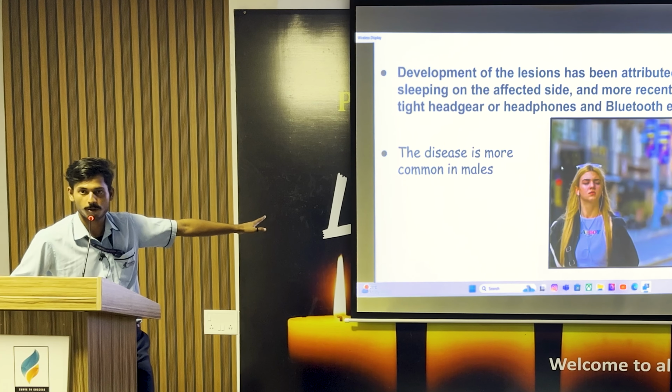Okay, no problem. So avoid it whenever it's possible, and mostly if you sleep while wearing those headphones or those earpods, it's basically a risk factor. It can cause a cancer, or ear cancer, ear tumor.